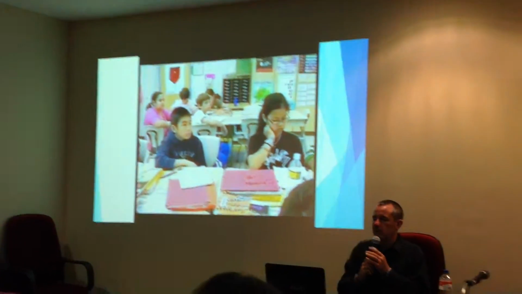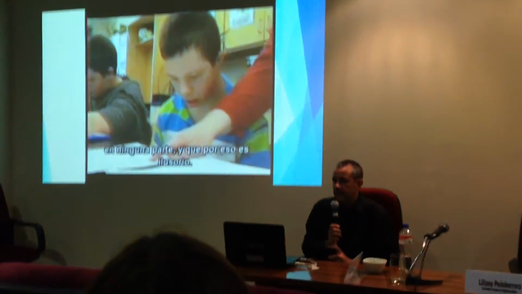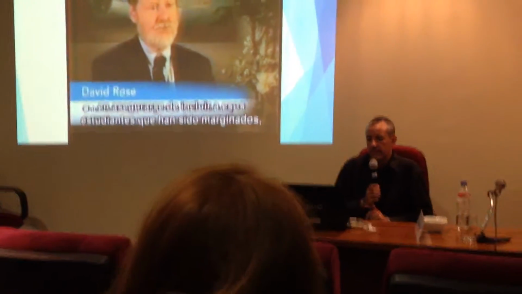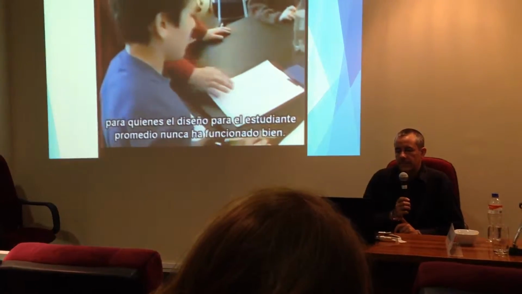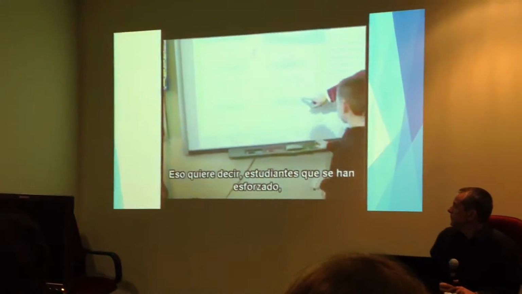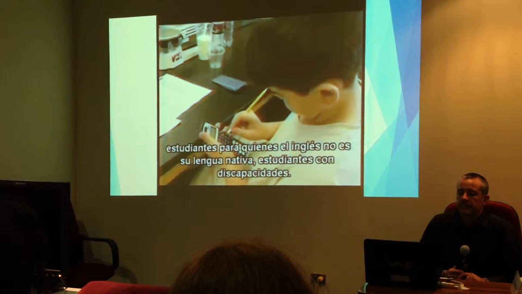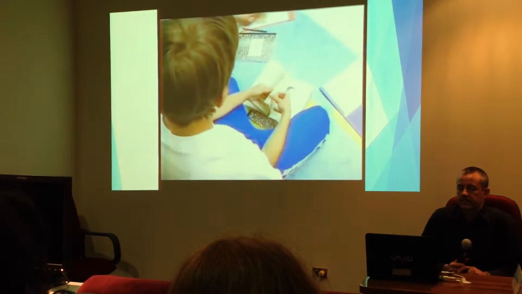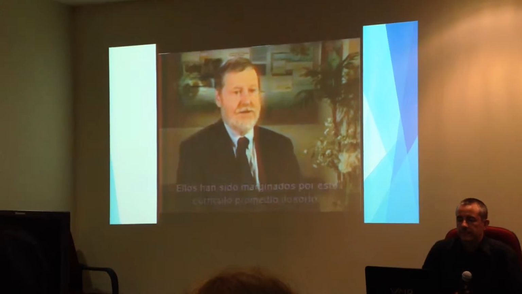for that student. Cognitive neuroscience has shown us that there really isn't an average student anywhere, and that's why it's an illusory student. Universal design for learning, though, is particularly focused on making sure that we get those students who have been marginalized, for whom designing for the average student has never worked well. And that certainly means students who have been struggling, students for whom English is not their first language, students with disabilities. They've been typically marginalized by this illusory average curriculum.